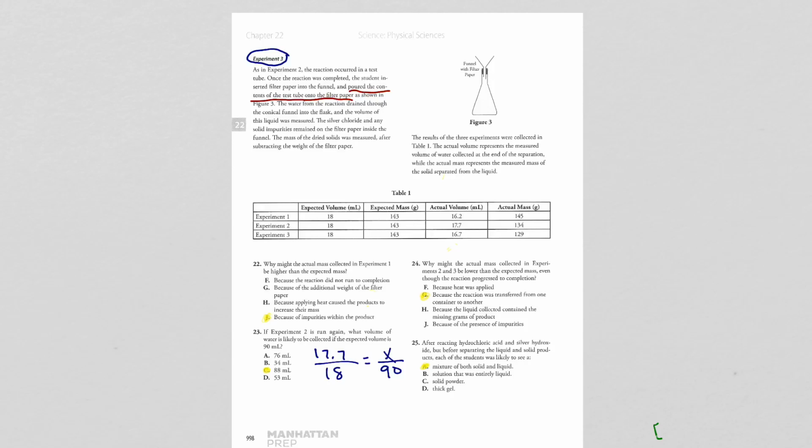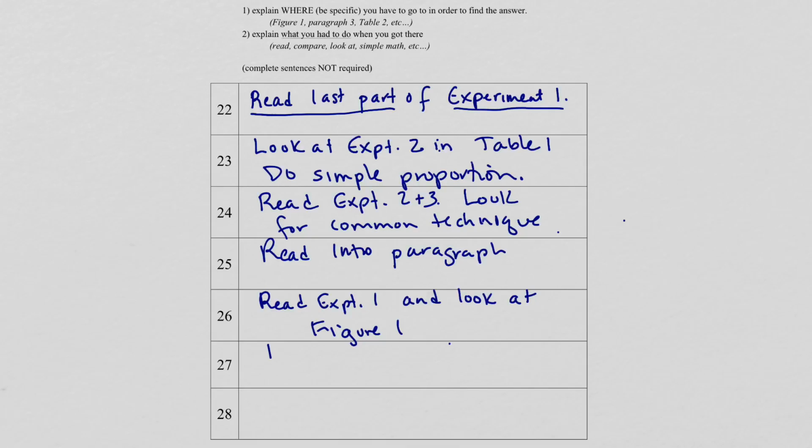So what did we have to do? We had to look at table 1 and we had to compare the actual mass to the expected mass. And then I'm going to write off this side for all 3 experiments.